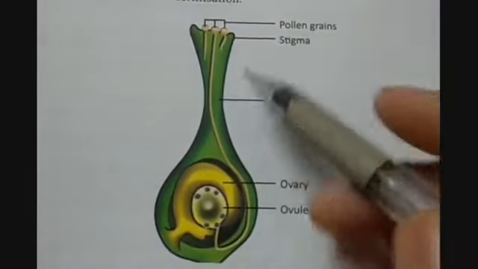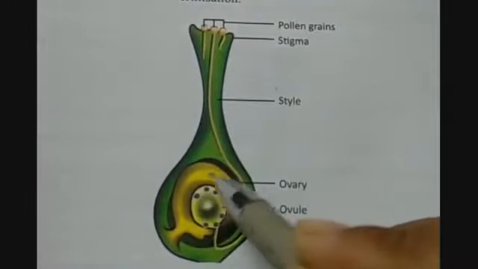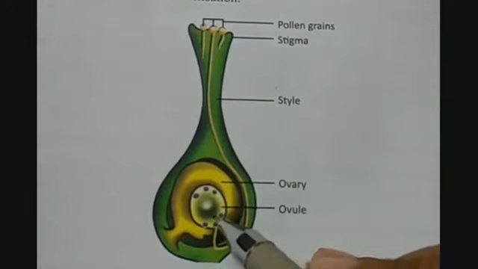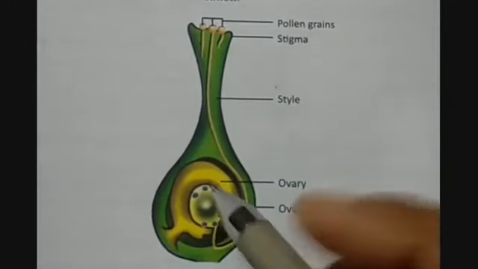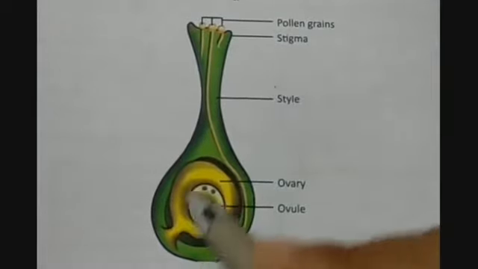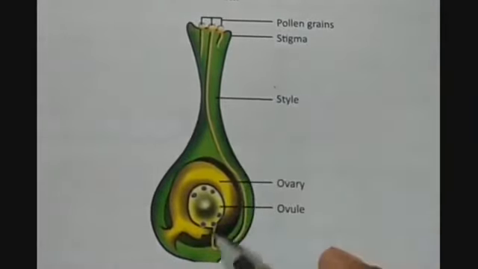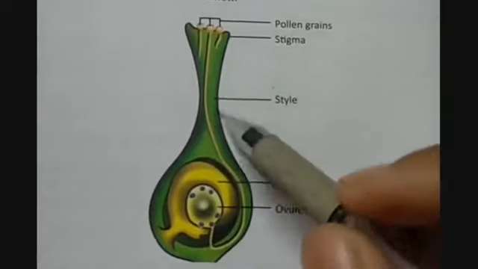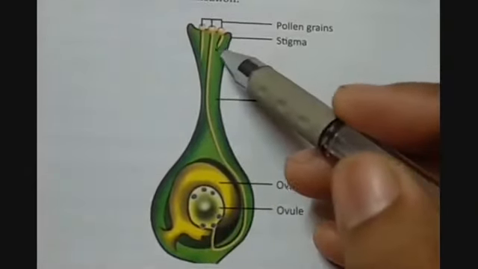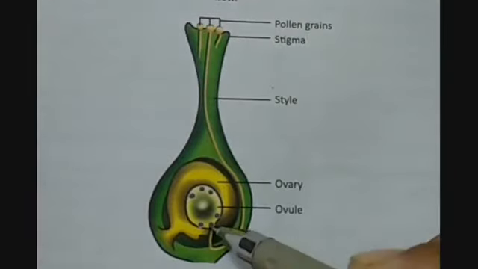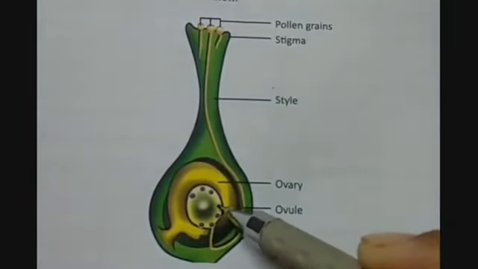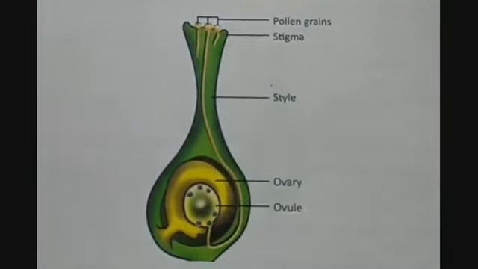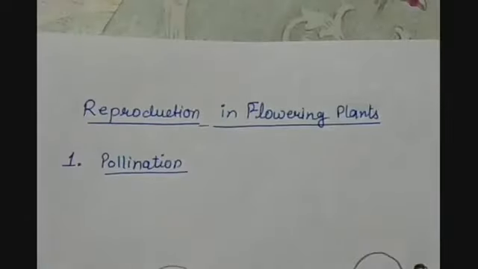Now, this is the ovule which is having the egg in it, or the female sex cell in it. This is the ovary, and here we have a pollen tube through which the pollen grains will come up and fuse with the ovule inside the ovary itself. Now let us understand the reproduction in flowering plants.